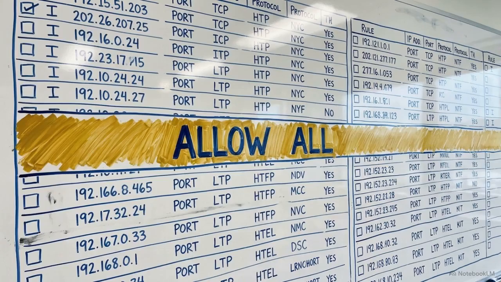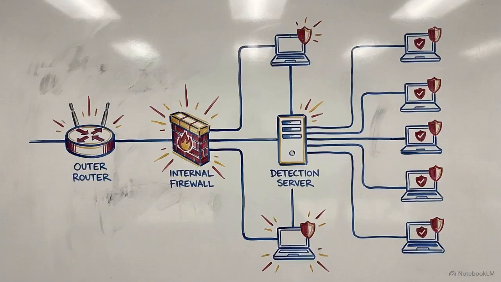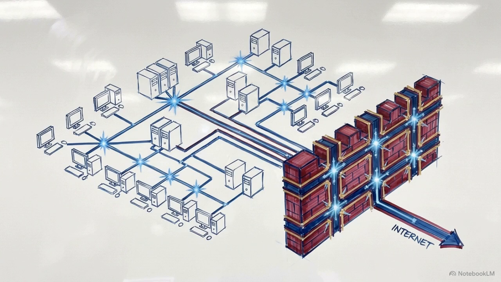Yet their reliance on rigid logic makes them highly susceptible to configuration errors. A single inverted rule or overlapping access list can inadvertently expose the entire internal network to the public internet. Consequently, effective security relies on a strategy of layered resilience, known as defense in depth. This strategy demands a multi-layered approach.